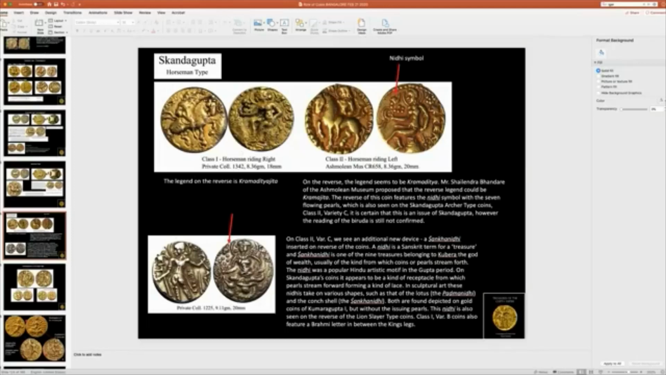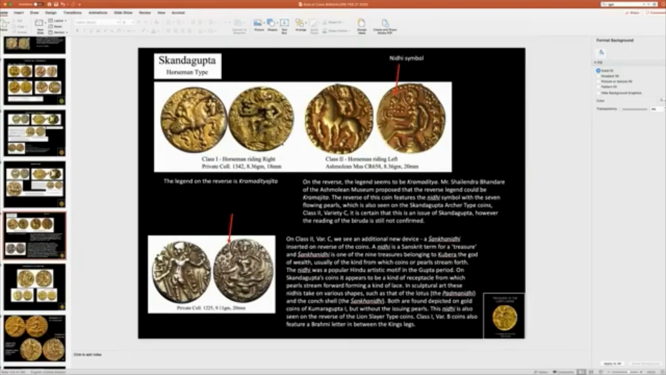we're not quite sure whether this is Skandagupta. We think it is Skandagupta because it says Kramaditya Ajita, right? So Kramaditya was, of course, Skandagupta's Barud, but we are assuming this is Skandagupta. It could possibly be a Ghatotkach Gupta horseman type. We're not quite 100% sure, but mostly we think it's Skandagupta.